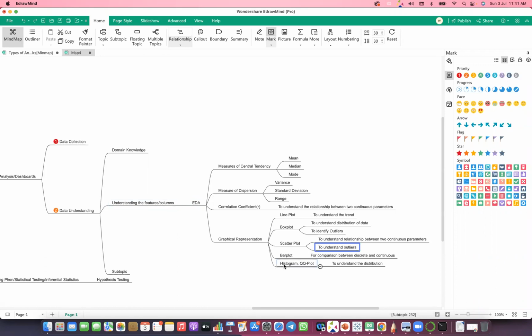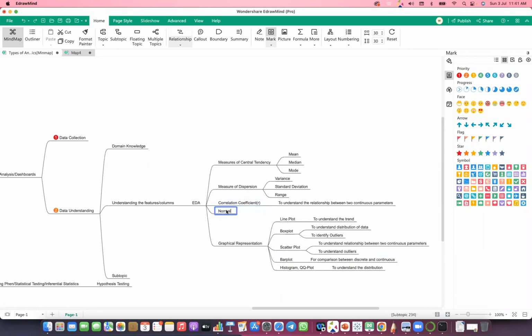With respect to this graphical representation, now you are able to understand the distribution. So what can we understand based on the distribution? Again, there needs to be some metric, right? What is this distribution speaking about? In order to understand the distribution, what are we doing? Normal distribution. This normal distribution comprises two types. What are the two things within normal distribution?